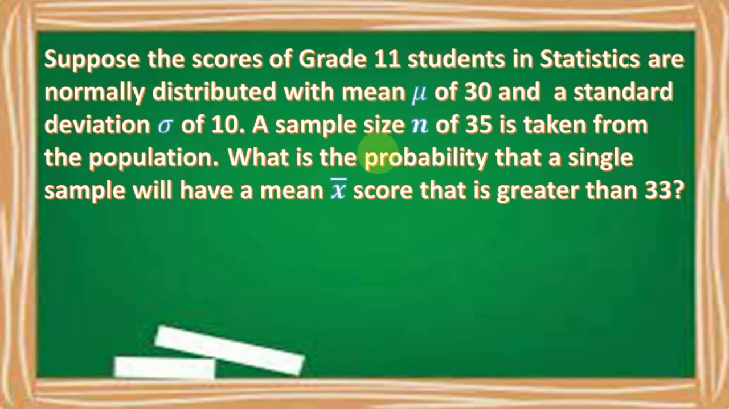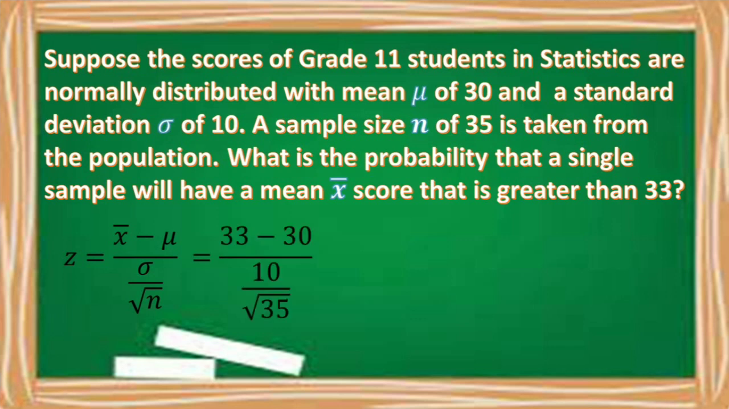So we're going to use the formula z is equal to x bar minus mu divided by sigma over the square root of n. Substituting the values, we have 33 minus 30 divided by 10 over the square root of 35. So we have 3 divided by 10 over 5.92. So 5.92 is the square root of 35. Then 10 divided by 5.92 is 1.69. Then 3 divided by 1.69 is equal to 1.78.